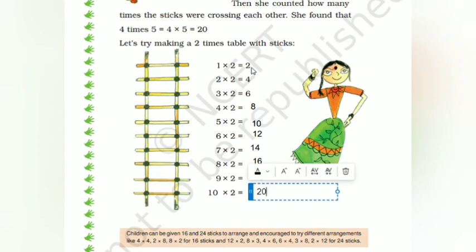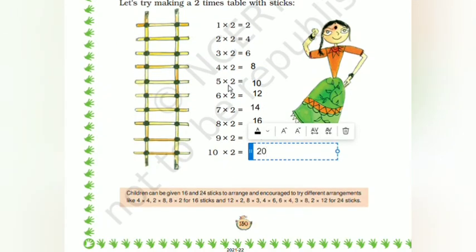So 1 times 2, 2. 2 times 2, 4. 3 times 2, 6. 4 times 2, 8. 5 times 2, 10. 6 times 2, 12. 7 times 2, 14. 8 times 2, 16. 9 times 2, 18. 10 times 2, 20. Now draw sticks to make the multiplication table of 6.